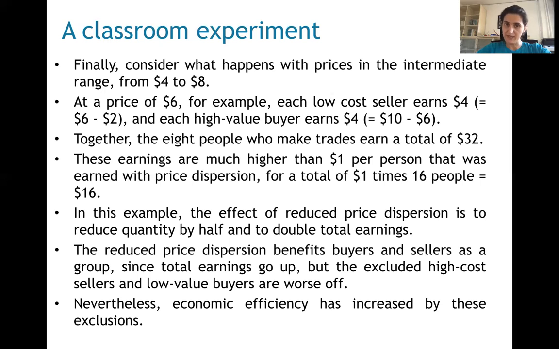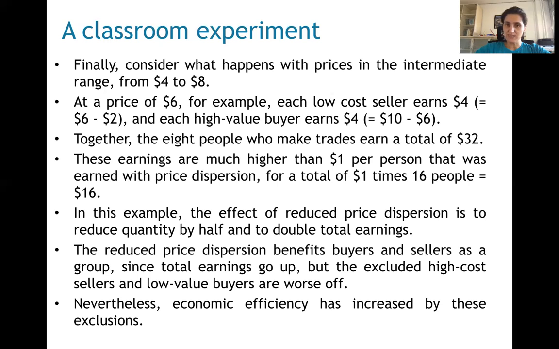In this example, the effect of reduced price dispersion is to reduce quantity by half, but it doubled the total earnings. So in the initial scenario in which everybody traded, everybody earned $1 and total earnings were 16, and all of the quantities were sold. The quantity traded was 8. In the second scenario, price dispersion was low. Only 4 of the goods were traded, and total earnings from the trade is 32.